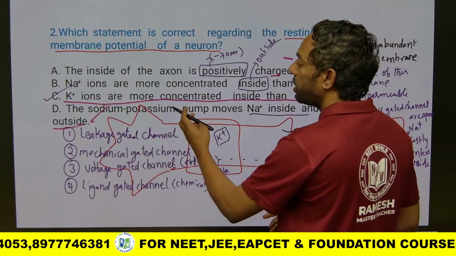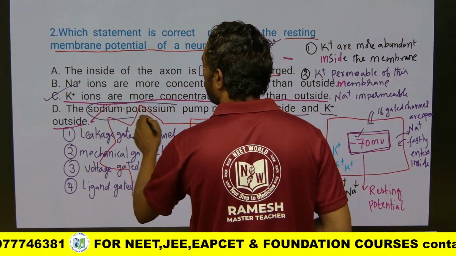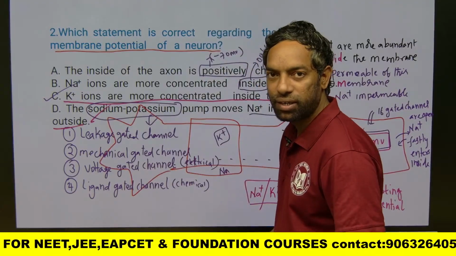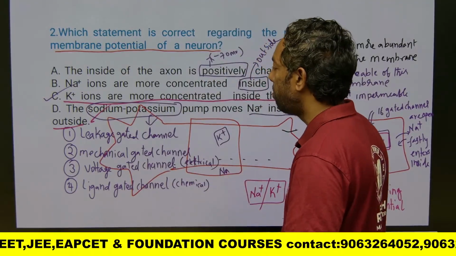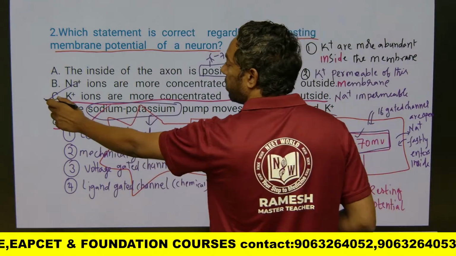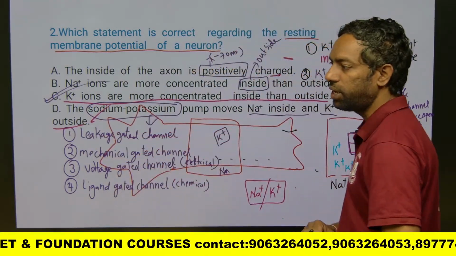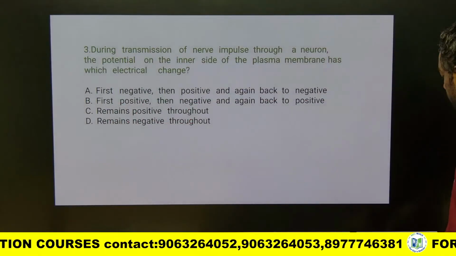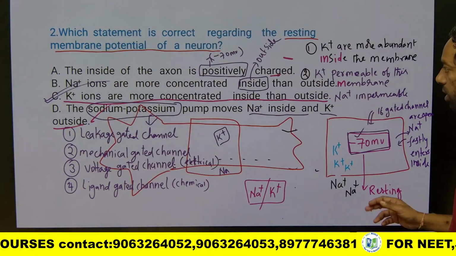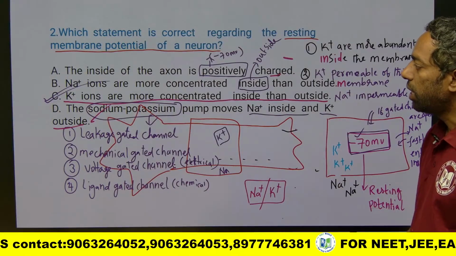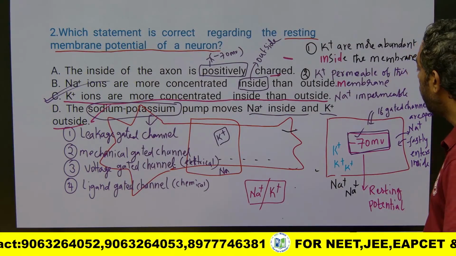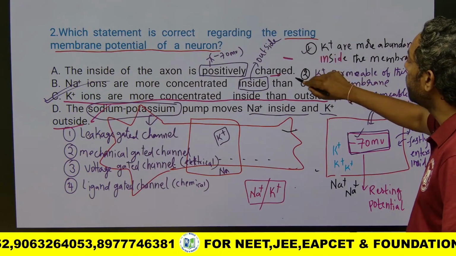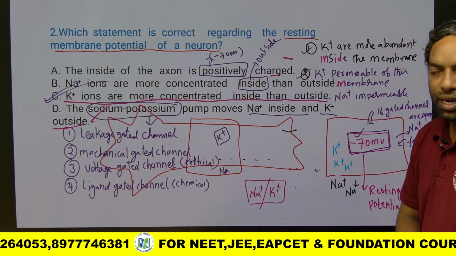So this is not a sodium potassium pump, this is any gated channel open. If any gated channel opens, that will happen. The third statement is the correct statement for this question, guys. You have to look into these ones. Leakage gated channels are there. Resting potential is minus 70 mV. These are the conditions by which minus 70 mV is maintained.